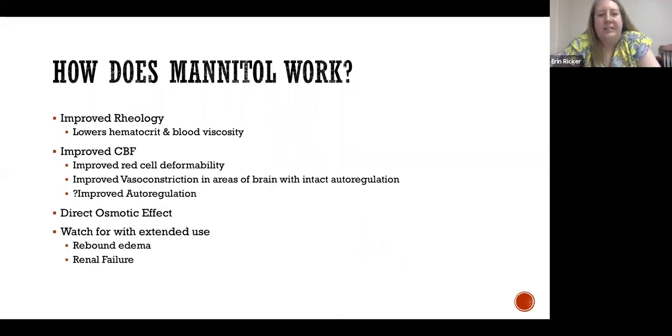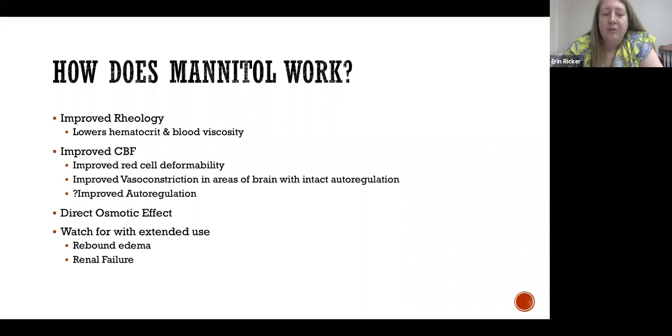So if we decide to give mannitol, how does it work? The most common answer I get to this when I ask on rounds is the osmotic effect. It is true that it will help your cerebral edema by causing fluid shifts, so it increases the osmolarity in my bloodstream. But there's actually a couple of effects that tend to work faster first. The first is it improves your rheology in your blood by lowering your hematocrit and blood viscosity. So blood's going to travel a little bit more smoothly through your brain, and that's going to help some with your cerebral edema by improving your blood flow.